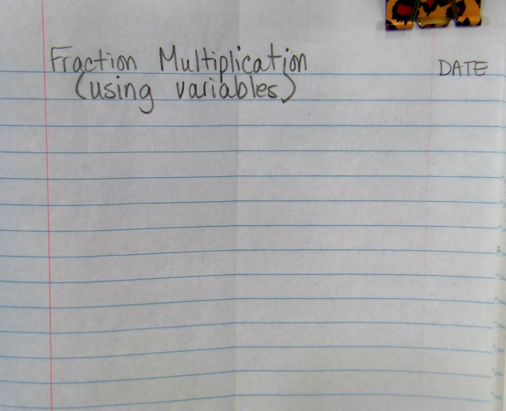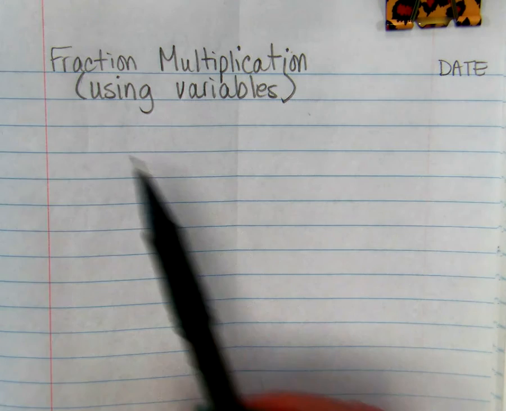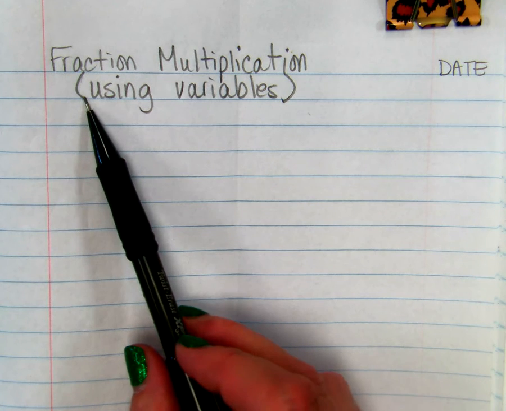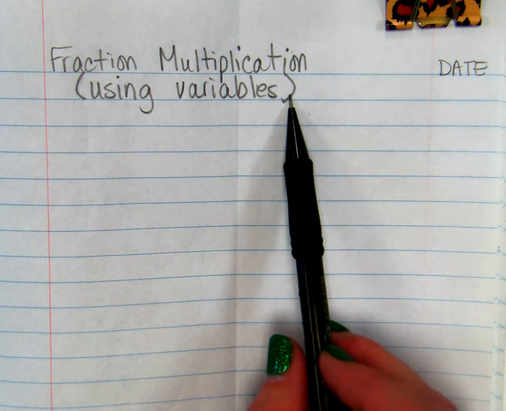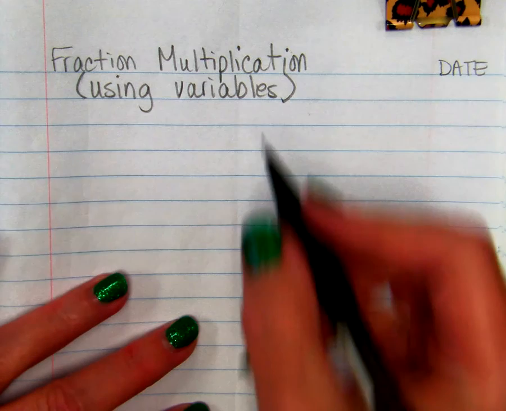And today in our journals, we're taking notes and we will title this page Fraction Multiplication, right below in parentheses, using variables. Go ahead and put the date. I will pause the page, make sure we're all caught up. Okay, today we just have 3 notes to take.